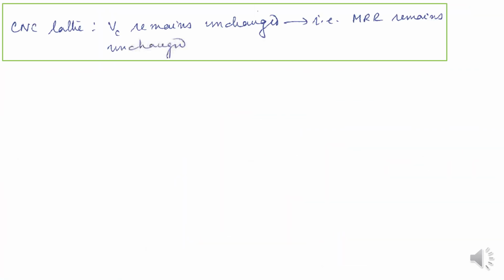Let us go to the case 2. This is a CNC lathe. In a CNC lathe, you have a provision by which you can keep cutting velocity constant in a facing operation despite reduction in the instantaneous diameter. This is done under computer control by increasing the rotational speed in a proportional manner. If you do that, a very fun thing happens, which is that the material removal rate remains constant.